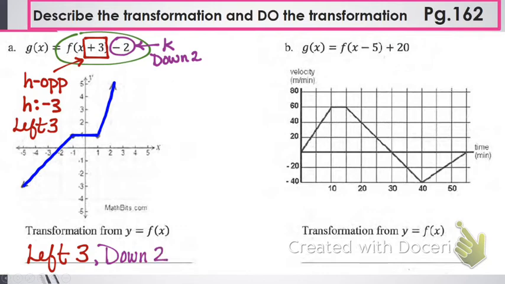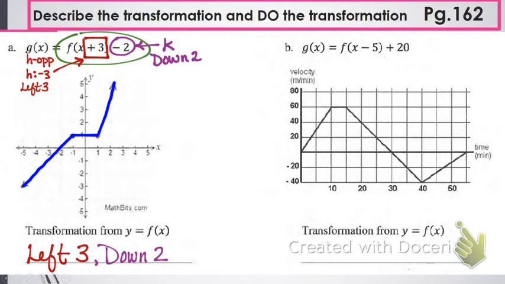Now we have to figure out how to actually do that with our graph. If I'm going to do that with the graph, technically that means every single point moves. I should see a recreation of this shape just to the left 3 and down 2. So I'm going to pick out a couple of points, and we're going to translate them. We're going to make them hop, left 3 and down 2.